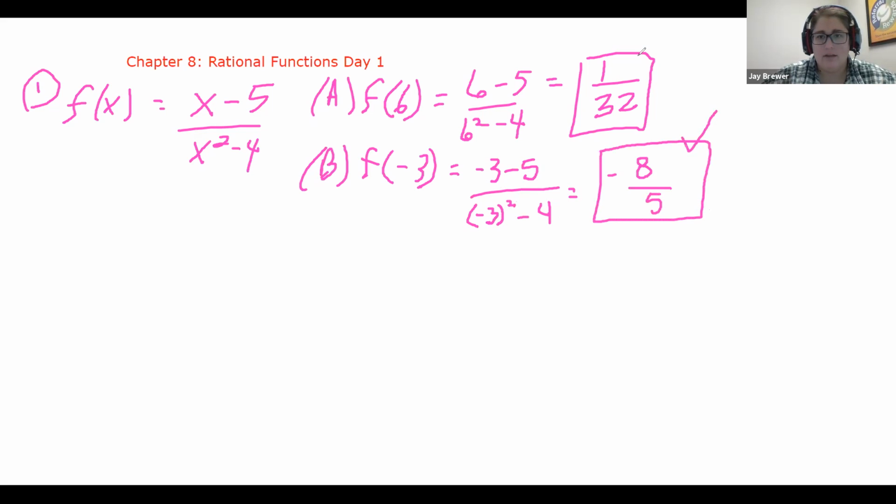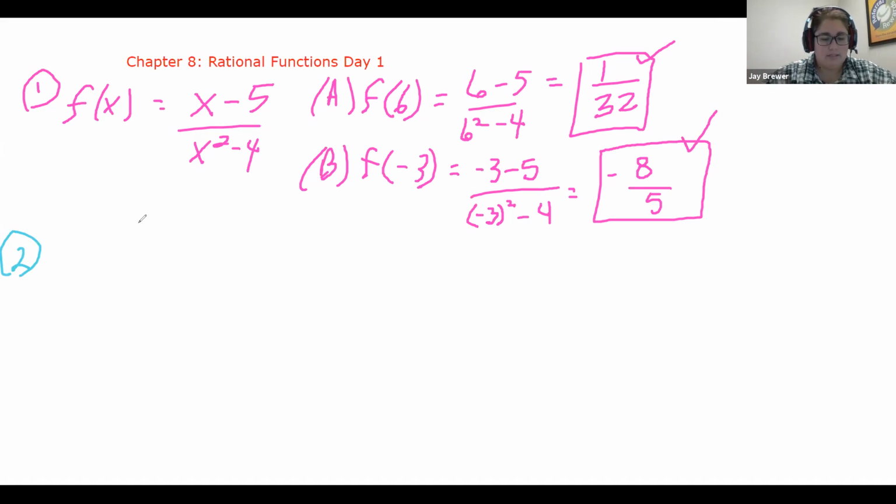So -8/5, right? Can you all see that if we would have factored the bottom, we would have just been wasting our time, or I guess just practicing factoring? If you don't like the term wasting your time, you can call it practicing, but it's just really not necessary in this case.